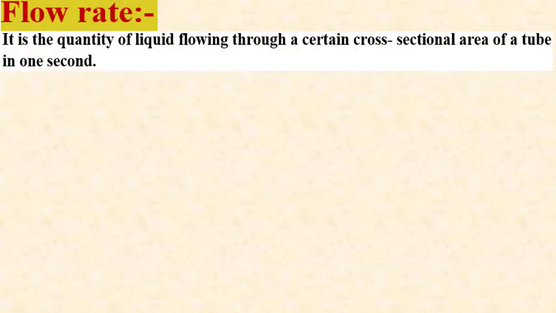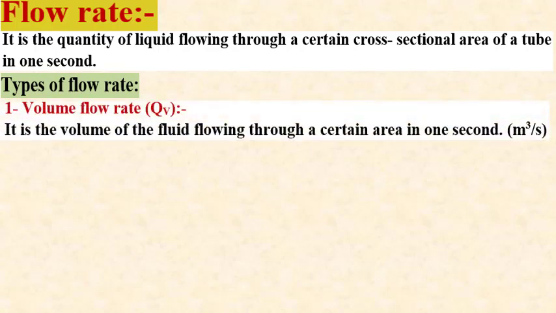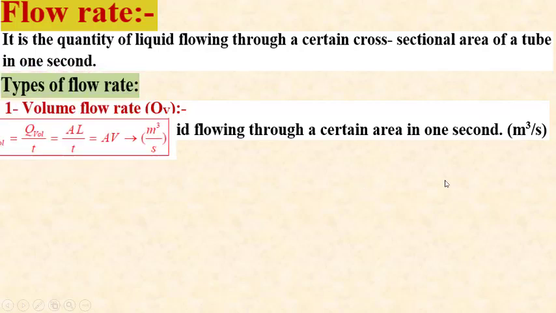Now, the other concept is flow rate. What is meant by the flow rate? It is the quantity of liquid flowing through a certain cross-sectional area of the tube in 1 second. Types of the flow rate. Number one, volume flow rate or QV. It is the volume of the fluid flowing through a certain area in 1 second. So its unit is cubic meter per second.